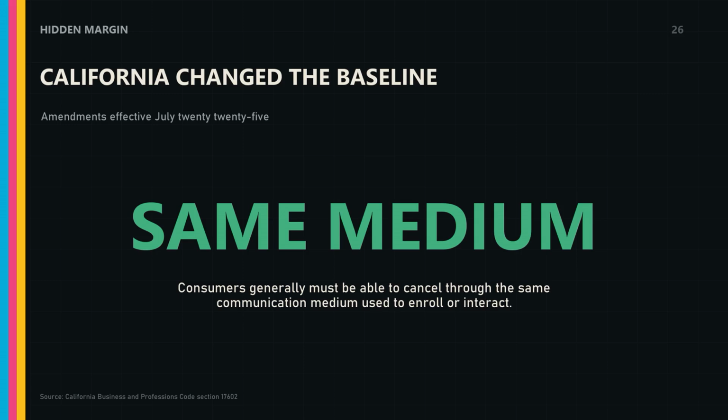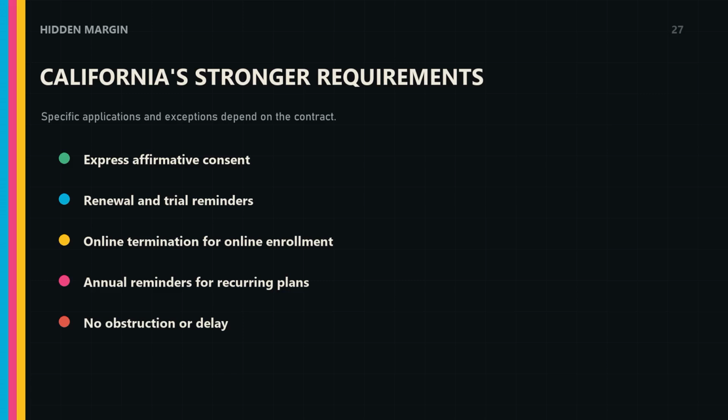California has established one of the stronger state baselines. Amendments effective in July 2025 require, among other things, express affirmative consent, specified reminders, and accessible cancellation. The law generally requires cancellation through the same communication medium used to enroll or the medium through which the consumer normally interacts with the business. For online enrollment, California law generally requires an online termination method that does not add steps that obstruct or delay immediate termination. The amended law also addresses reminders for long terms, extended trials, price changes, and annual recurring plans. Exact applications and exceptions depend on the transaction.